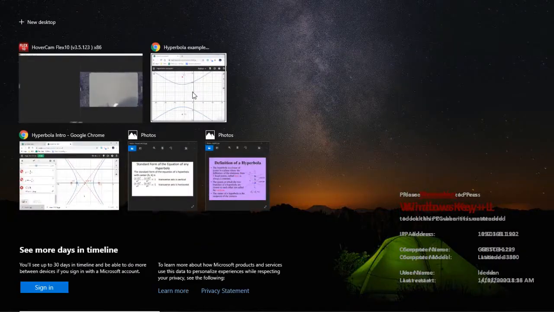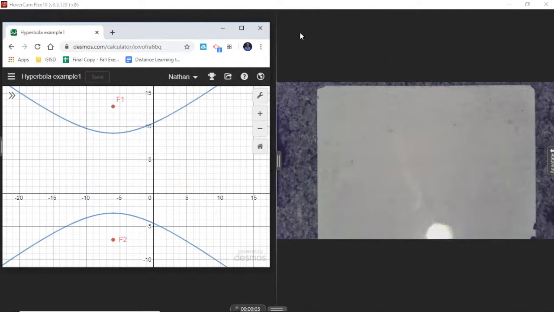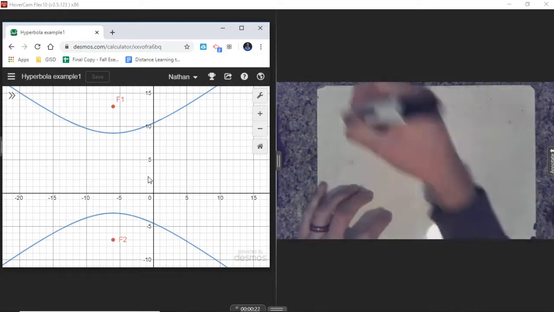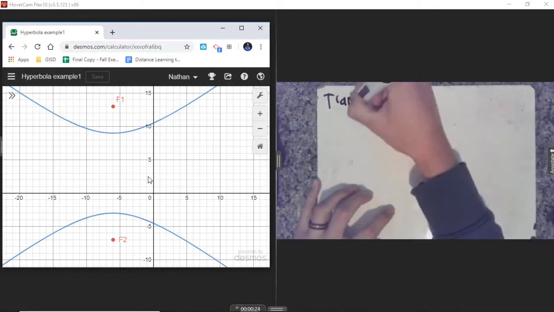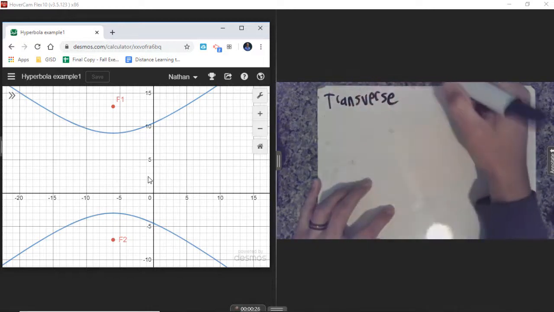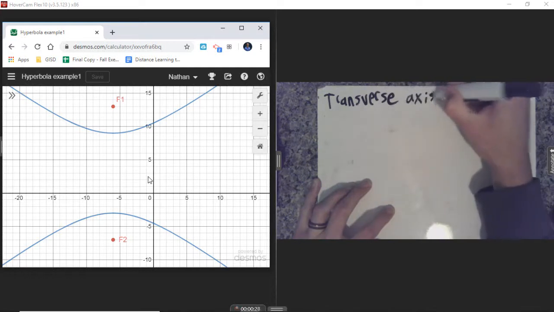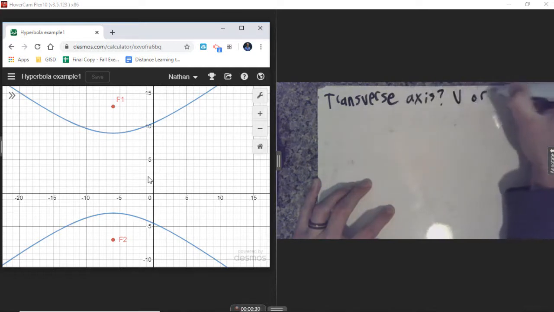Okay, so for example 1, what we're going to do is write the equation for this particular hyperbola. We're going to look at the different working parts, but the first thing we have to do is find which one is your transverse axis. We've got to determine if the transverse axis is vertical or horizontal. The transverse axis is always where you're going to start. So, is it vertical or horizontal?